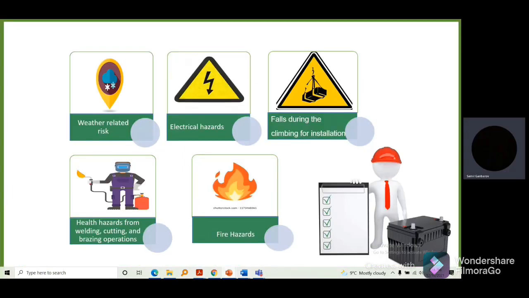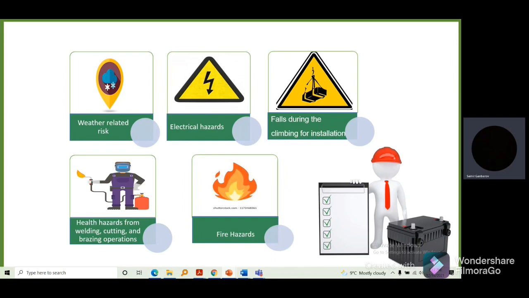It's crucial that wind energy employers protect their workers from a number of workplace hazards. Some of the most common wind farm-related safety hazards are shown here. For example, weather-related risk, mainly considered during the installation process, and windy and rainy weather is not appropriate for installation. Therefore, site managers should regularly monitor the weather.